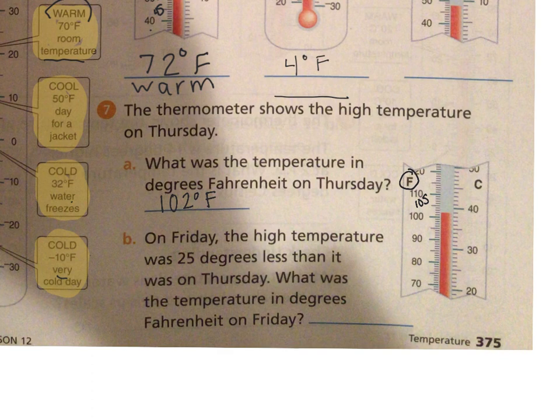It says, on Friday, the high temperature was 25 degrees less than what it was on Thursday. So it was 25 less than 102. I'm not going to look at the thermometer to figure it out. I'm going to need to do a subtraction problem. So I'm going to need to take 102 and subtract 25, lining up my numbers to get my new temperature in degrees Fahrenheit.